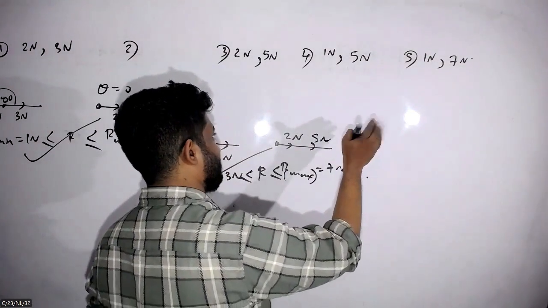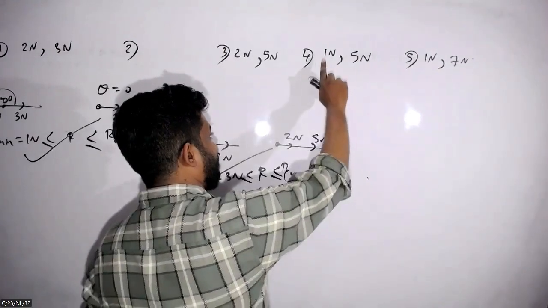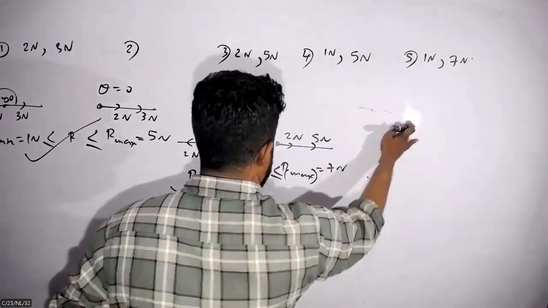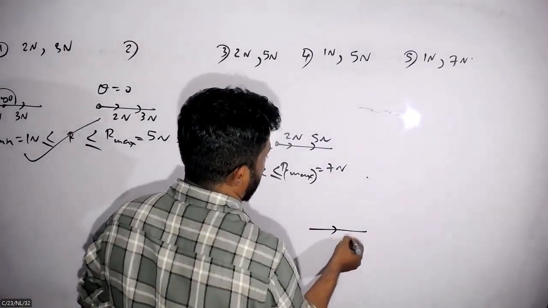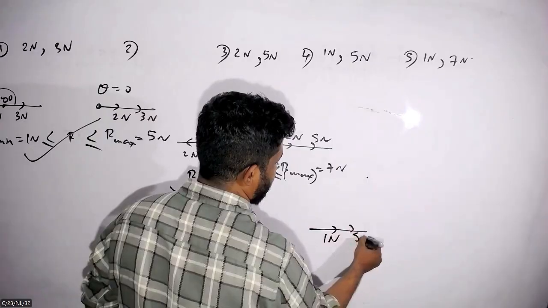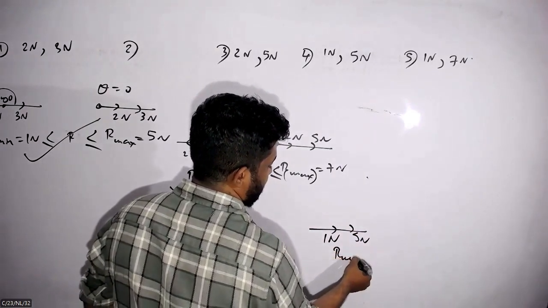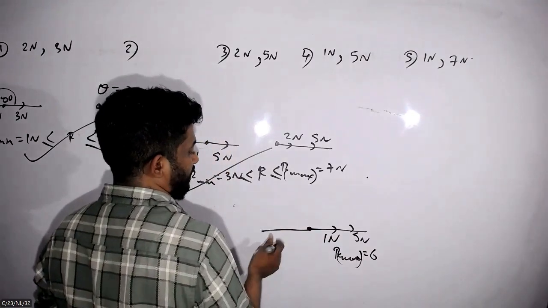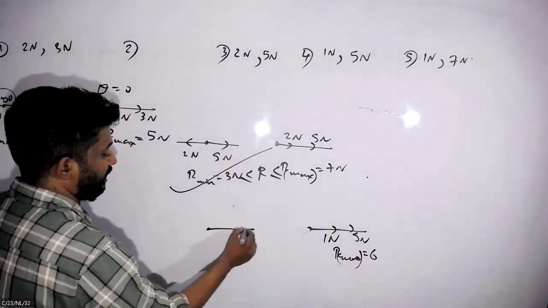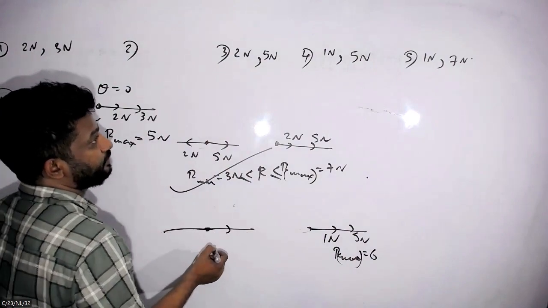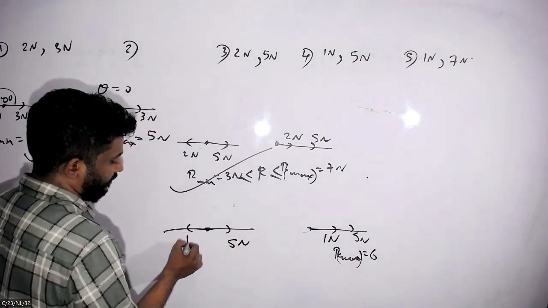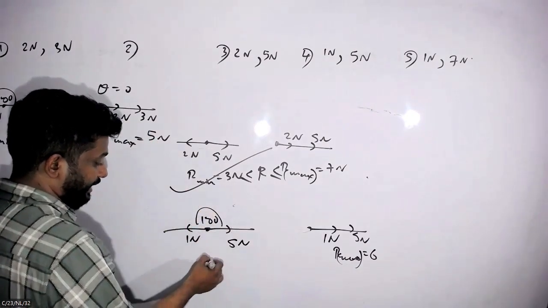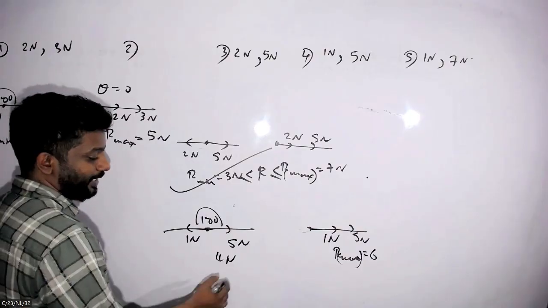Now identify the maximum and minimum resultant that can be produced by 1 Newton and 5 Newton. They produce maximum resultant when the angle between the two vectors is 0, that is, when they are acting in parallel direction. R max is 6 Newton. They produce minimum resultant when they are acting in the opposite direction, 5 Newton and 1 Newton, when the angle between the two vectors is 180. Minimum resultant is equal to 4 Newton.